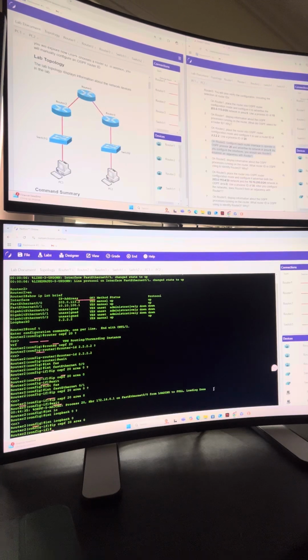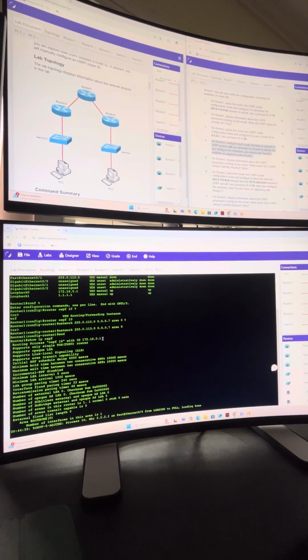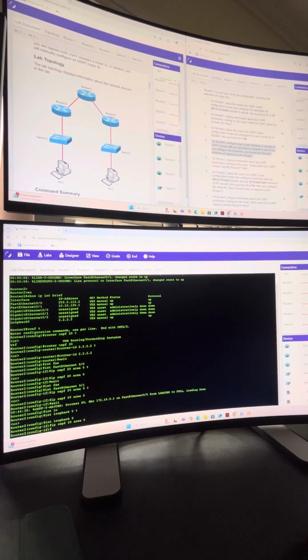And as we were doing that command, we see that we formed our adjacency with router 1, and we can tell this is router 1 by the IP address that is provided. It says 172.16.0.1, and if you remember, that is the router ID of router number 1 right here. So we see that we formed an adjacency between router 1 and router 2. Okay, so that looks good.